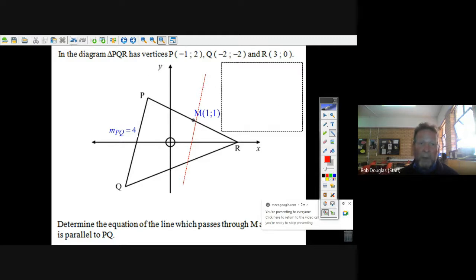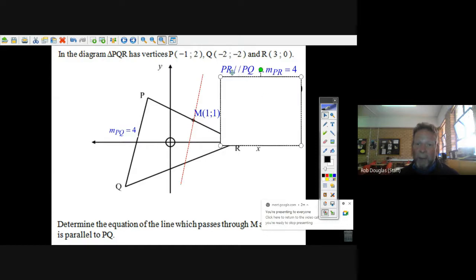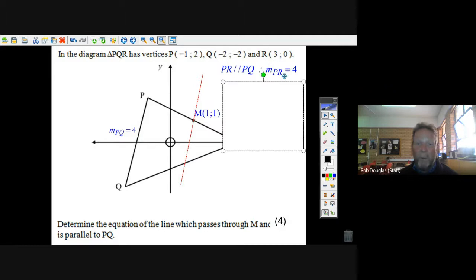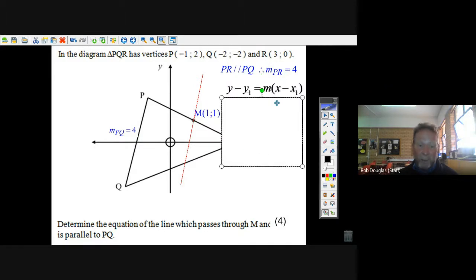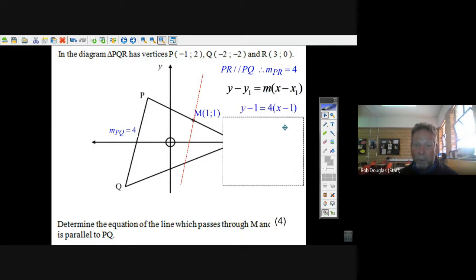Well, the key to parallel lines, though, with gradients, is the gradients must be exactly the same. So what you can say, if the line is parallel to PQ, the gradient must be 4. Well, whenever they say the equation of a line, write down y minus y1 equals m times x minus x1. Now you know the gradient that's got to go here. You've got the point, 1 and 1. You just put that in, and then you've got your answer.